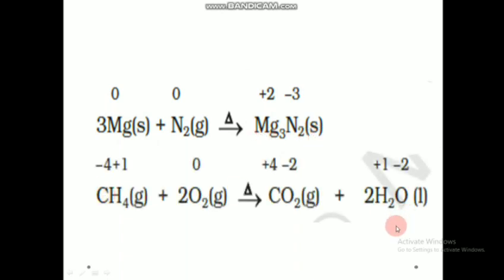This is also another example which is given in your textbook. It is a redox reaction but it's not a combination reaction. In combination reaction, two different compounds should combine to form a single product. As there are two products, it's not actually a combination reaction but it's a redox reaction, and one out of two is in elemental form also.